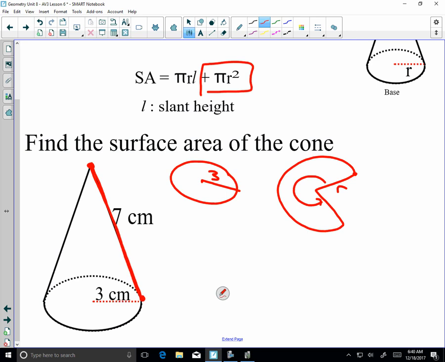Okay, and that's called the slant height, and that's where the second part of our formula comes from. So we've got the circle, pi r squared, and then we have the sector. Since we don't know degree measure, what we do is we use pi times radius times the slant height to build the area of that piece or that surface of our object.